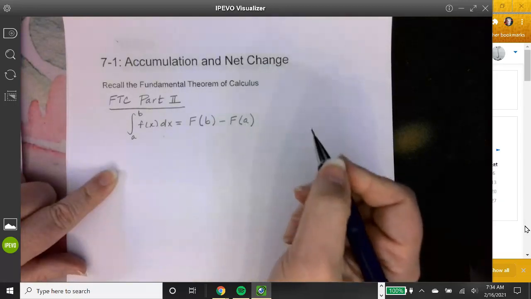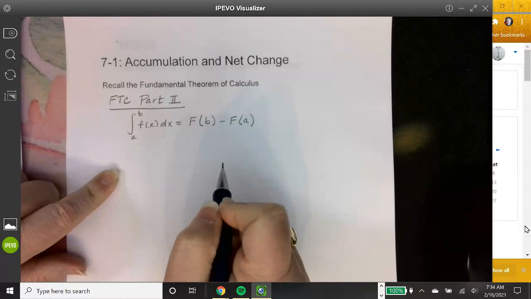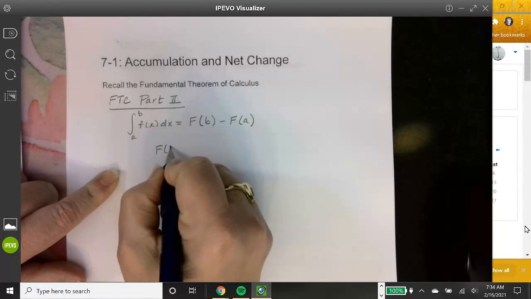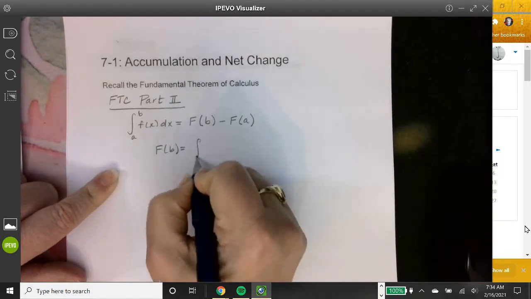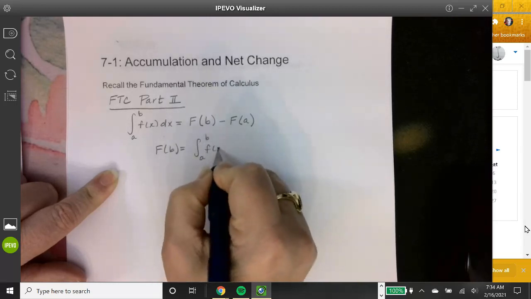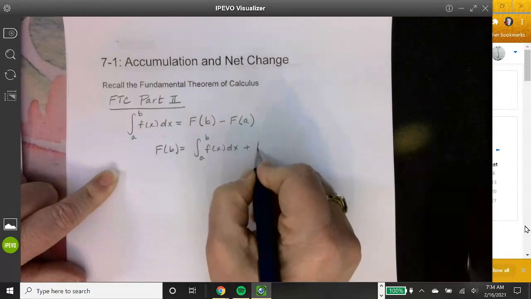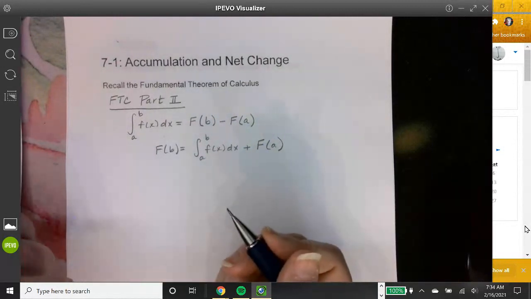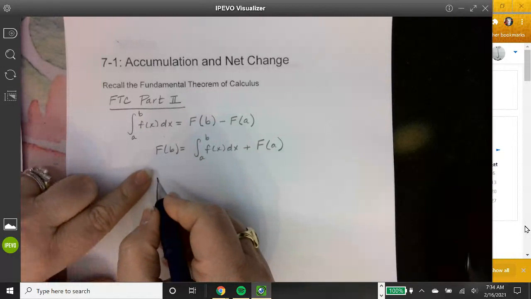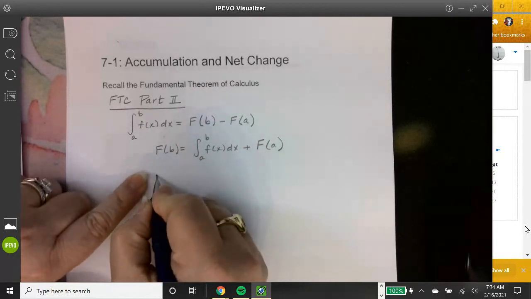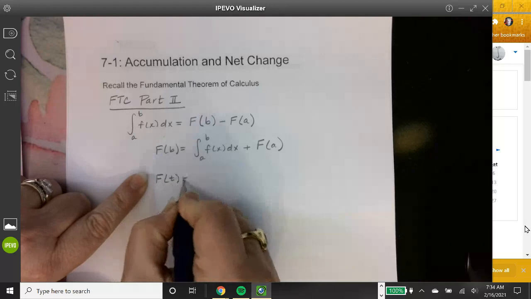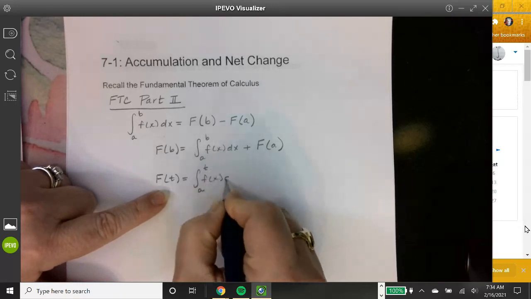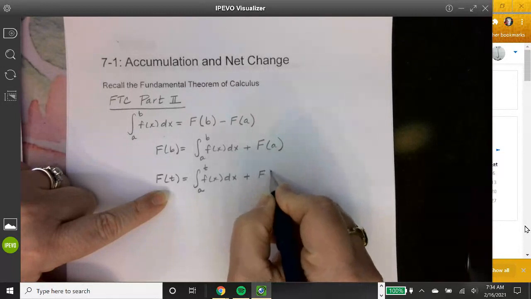Okay? Now I'm going to rearrange this and solve for F of b by moving F of a to the other side of the equation. So F of b is equal to the integral from a to b of f of x dx plus the antiderivative evaluated at a. And now let's make F a function of t and make it an area accumulation function. So let's say that capital F of t is equal to the integral from a to t of f of x dx plus F of a.